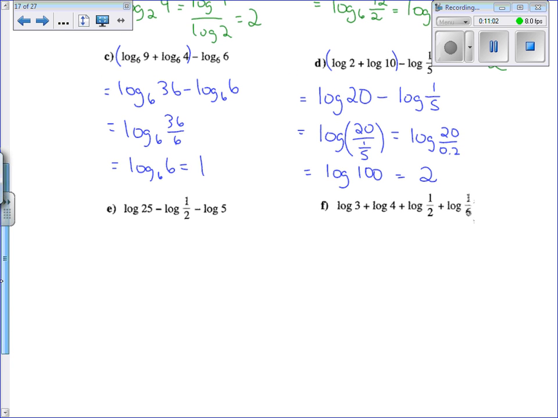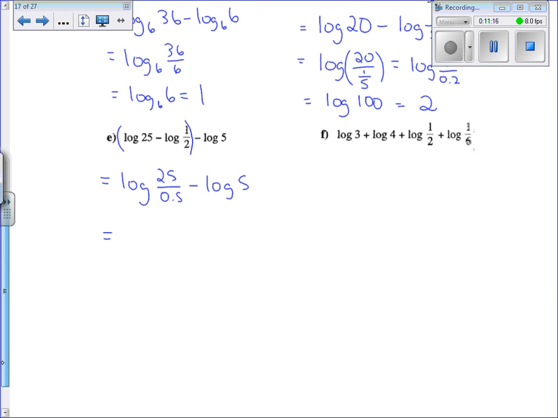We can do them even with subtraction. So we've got log 25 minus log 1/2. So that's going to give us log 25 divided by 1/2, which is 0.5, minus log 5. So 25 divided by 0.5 is 50. So we have log 50 minus log 5, which gives me log 50 divided by 5, or log 10, which is just 1.